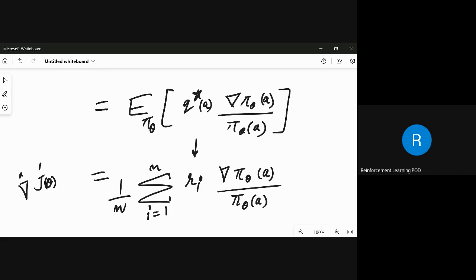Okay, but this is the way. See, if you really want to compute or estimate your gradient like this, you can still do it. Fix your theta for a certain number of samples. Let's say 100.